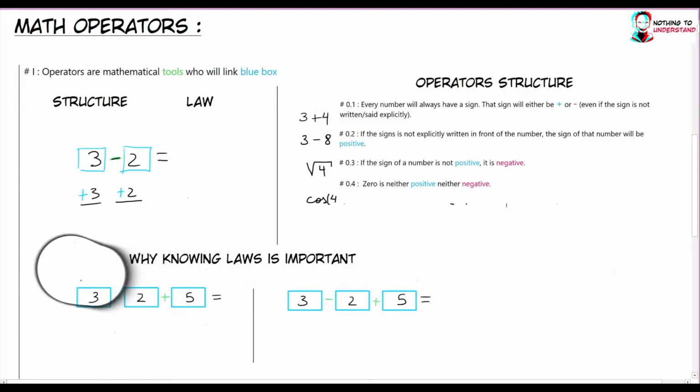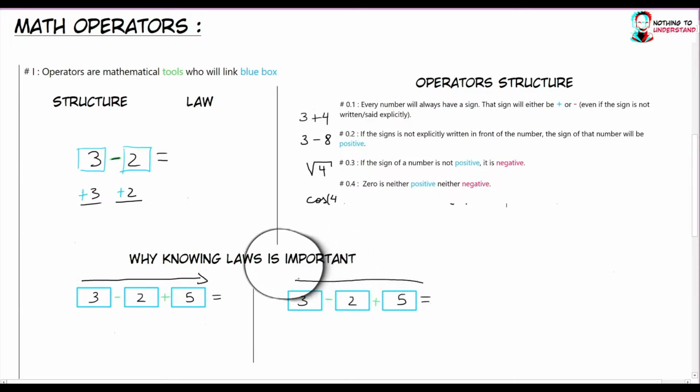So this little calculus, 3 minus 2 plus 5, and I have the same thing here. This one, we will solve from left to right, and this one, we will solve from right to left. So here, I will start first with the subtraction. So I will do 3 minus 2, which is equal to 1. And I will write down what I didn't use, so the plus and the 5.